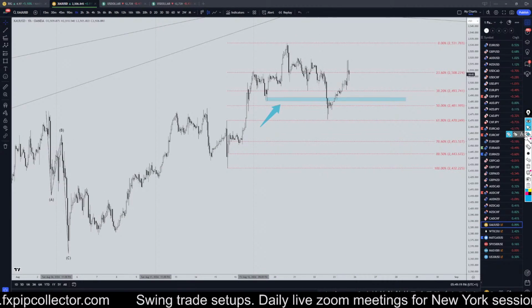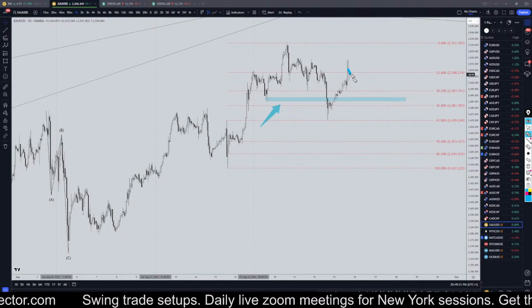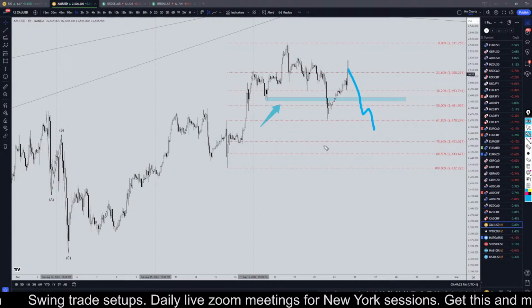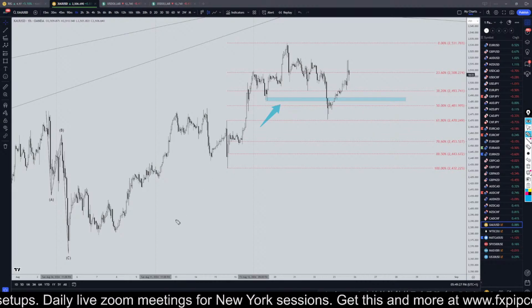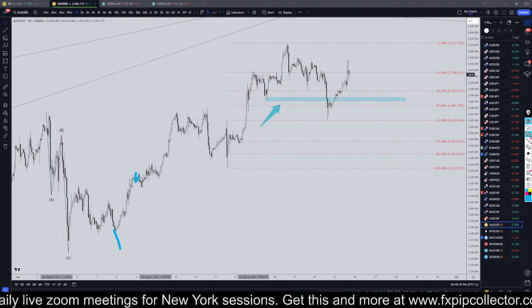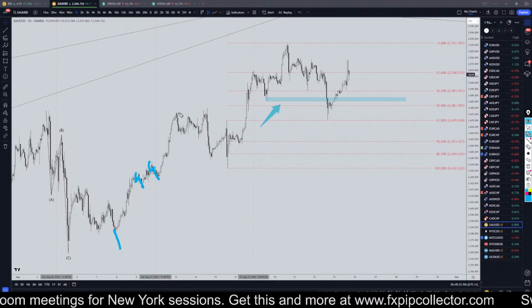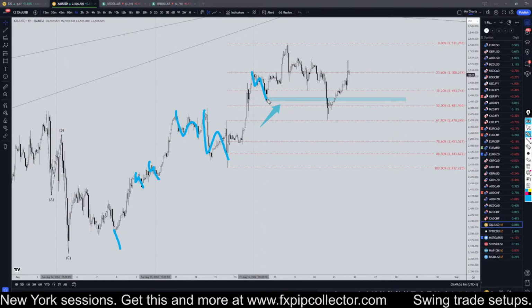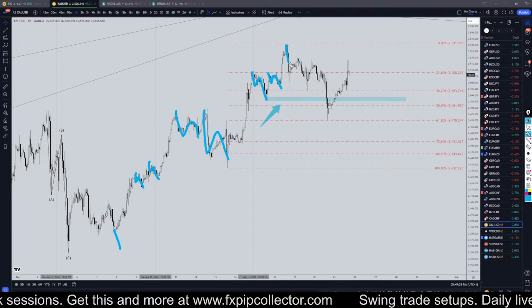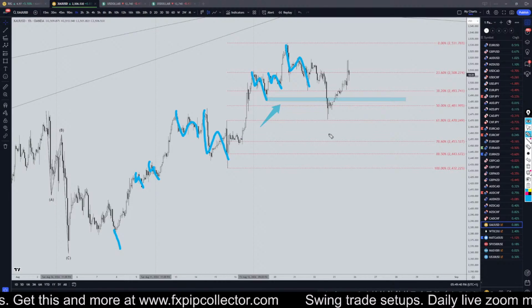Now, the same thing applies with gold. I mean, gold could go down. It definitely could go down. I definitely won't be shorting it. I would be looking for longs. One, two, three ways down. One, two, three ways down. I probably would have even gone long there.